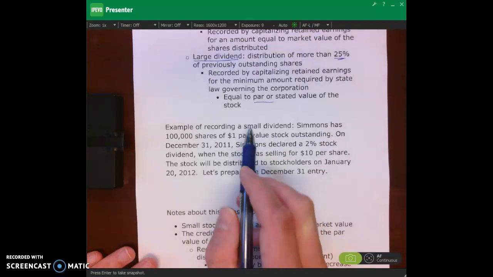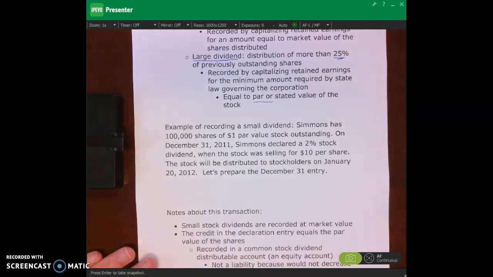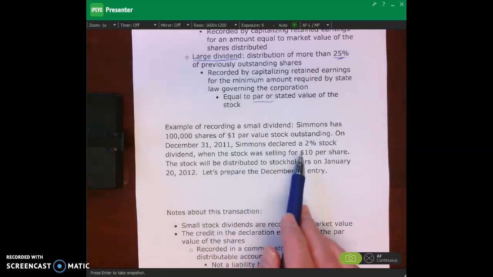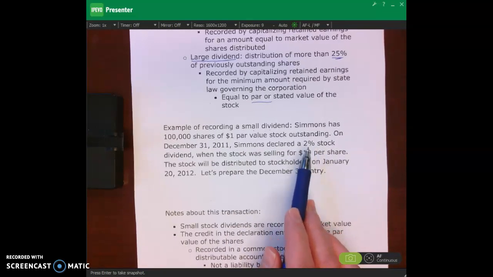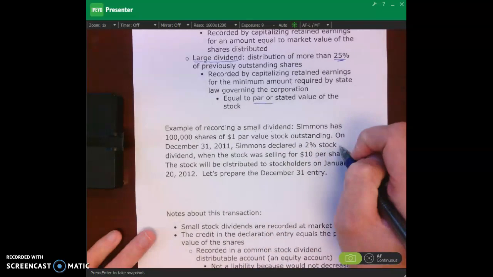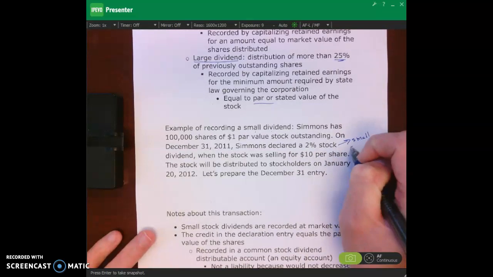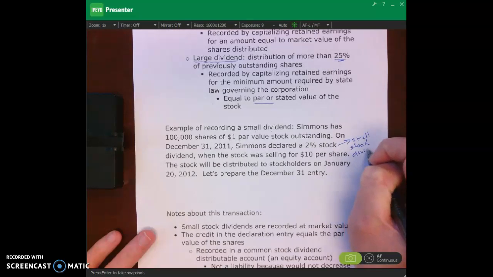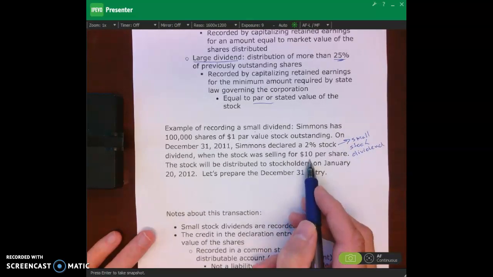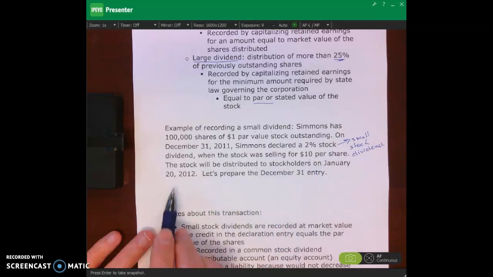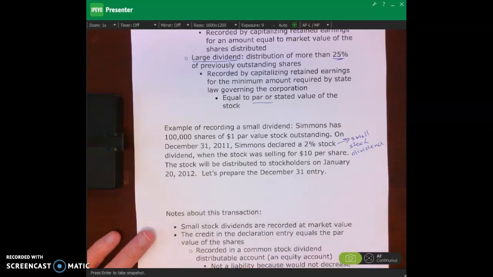So let's look at our example of recording a small dividend, which would be 25% or less of the outstanding shares of stock, okay? So Simmons has 100,000 shares of $1 par value stock outstanding. Simmons declares a 2% stock dividend. Well, this is less than 25%, right? 25% or less, so this is a small stock dividend, okay? When the stock was selling for $10 a share, the stock will be distributed to stockholders on January 20th. Let's prepare the journal entry on December 31.